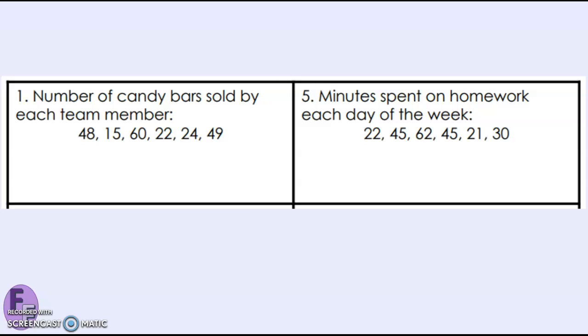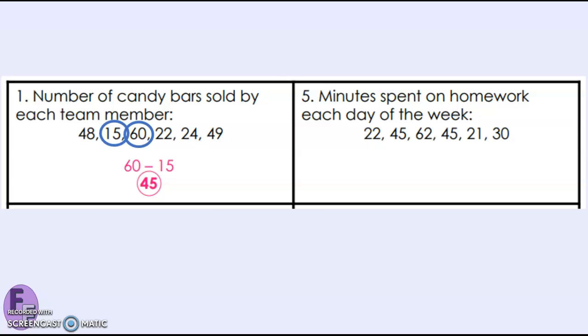Number of candy bars sold by each team member. Again, identify the smallest and the largest number. The smallest is 15. The largest is 60. Subtract the two numbers. 60 minus 15 is 45, so the range between these two numbers is 45.